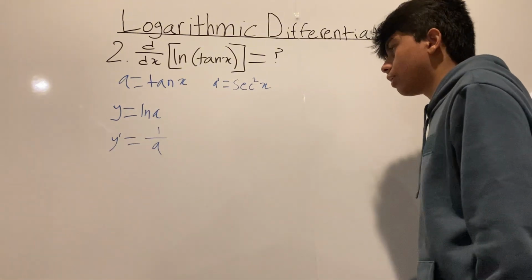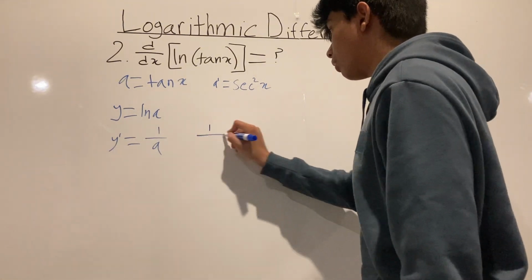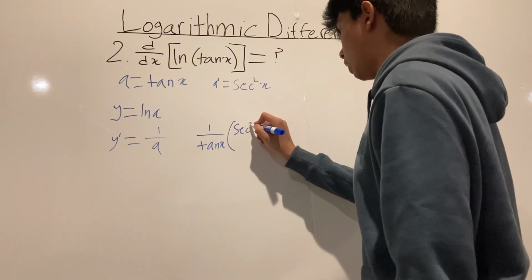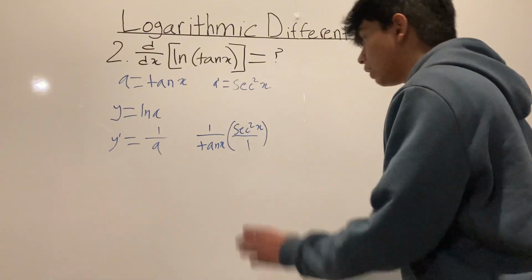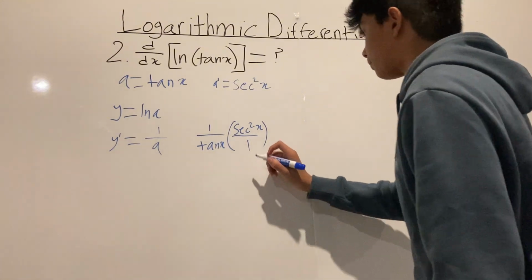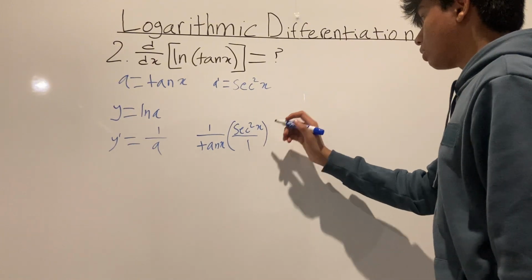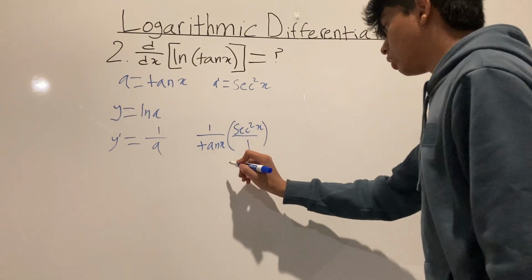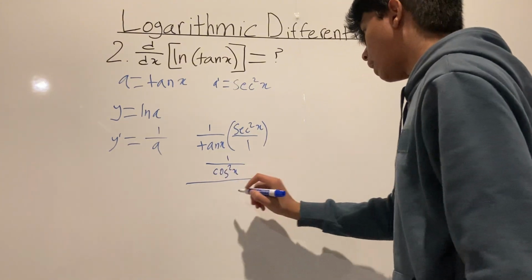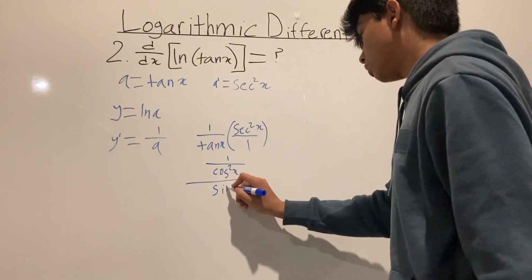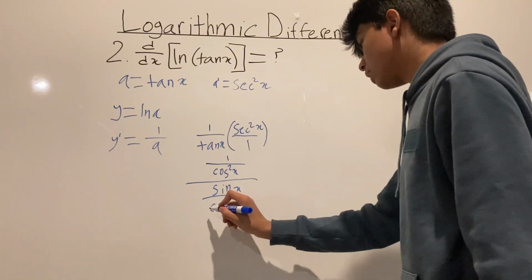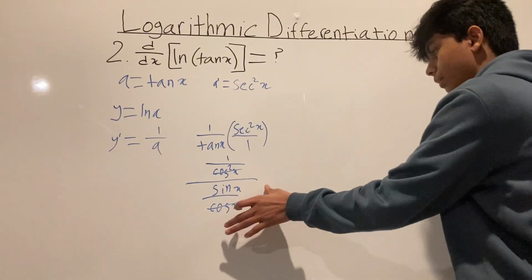And now let's multiply them together. So 1 over tan x times secant squared x. So you could leave your answer just as secant squared x over tan x, but you can still simplify further. So secant squared x is the same thing as 1 over cosine squared x. So 1 over cosine squared x, all divided by, tan is just sine over cosine, sine x over cosine x. So we can cancel 1 cosine in this fraction.